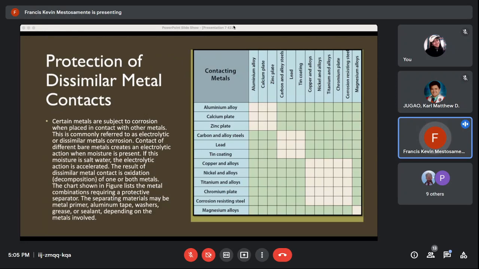Next slide, we got here protection of similar metal contact. So we got here a very important table where you could see kung ano ba yung mga metal na mataas ang difference ng kanilang nobility and yung mga metals na almost the same ang nobility and will not lead to corrosion or with the redox process. So you could review and take a look at the table on your free time.